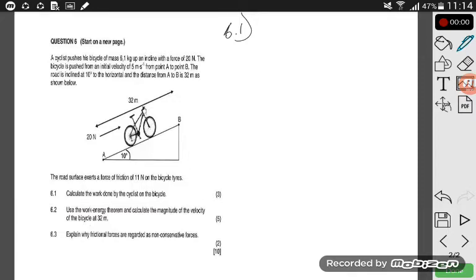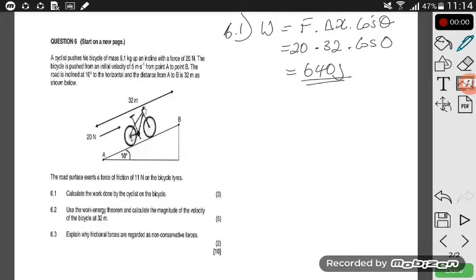Work done by the cyclist on the bicycle. Work done by the cyclist is equal to the force applied by the cyclist multiplied by the displacement times cos theta. Now we're going to say the cyclist is applying 20 newtons multiplied by the displacement, 32, multiplied by cos of the angle between the displacement and the surface. In this case it's going to be 0. So we say 20 times 32, which is 640 joules of energy. That is the work that is being done by the cyclist.